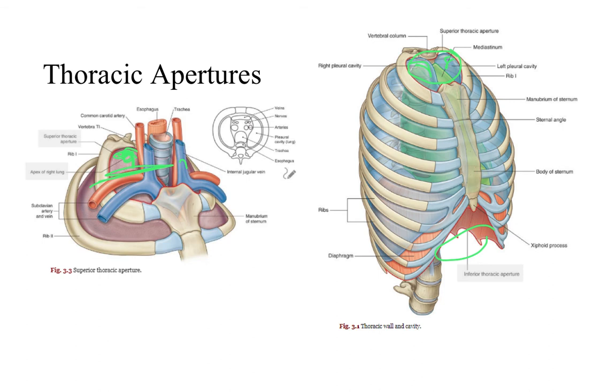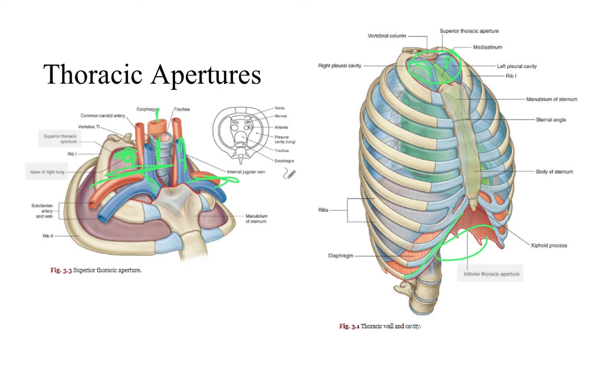Also, what goes through the superior aperture are your major vessels that are going out to your head and going to your arm. We're not going to cover them now because that's going to be more appropriate to cover in cardiovascular, but that's what would come out of the aperture, as well as your trachea and esophagus, of course, which would be the tubes for breathing and eating.